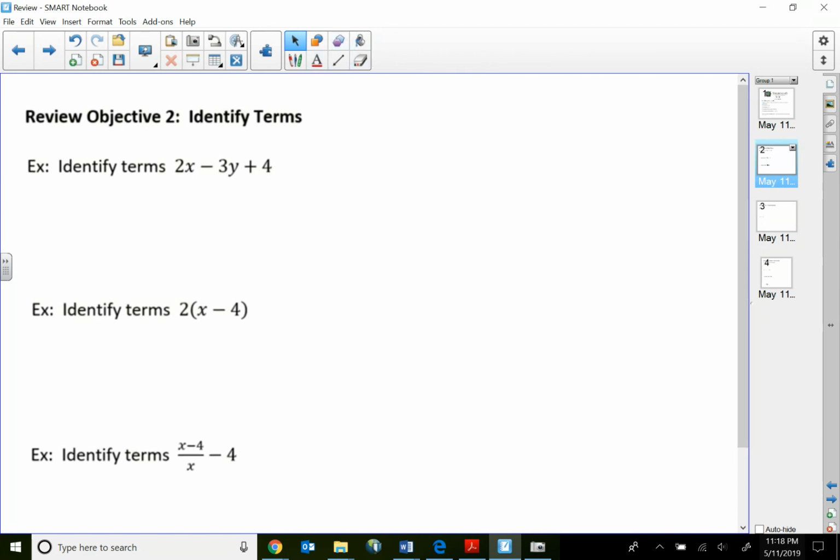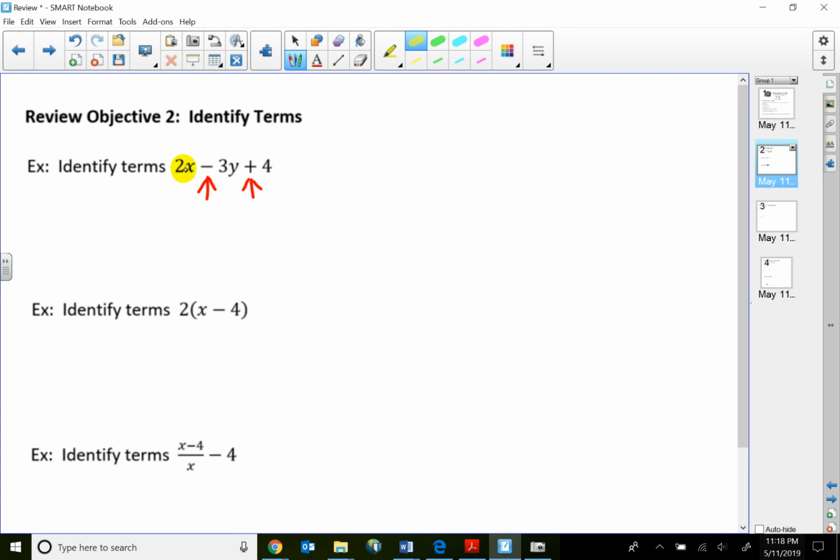So in the previous video, we said that addition and subtraction signs that are outside the parentheses will help me identify how many terms my problem has. So here is a subtraction sign and here is an addition sign. So this first problem has three terms.